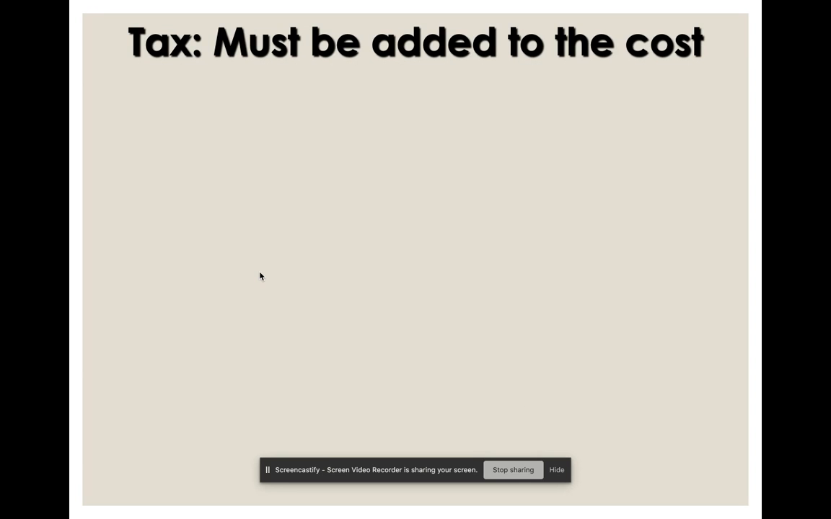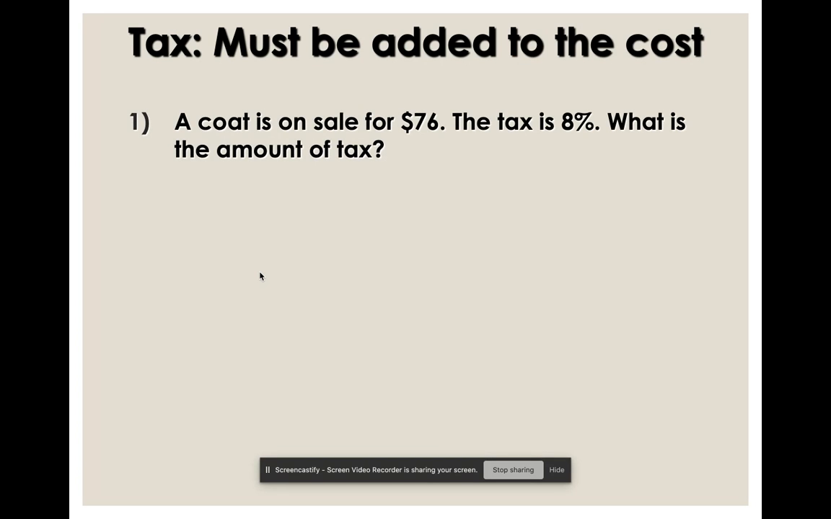Tax. When we're dealing with tax is different from discount. Tax is going to be added to the cost. So if you have a coat that is on sale for $76 and the tax is 8%, what is the amount of tax? I love percent proportion because you can use it for discount, you can use it for tax, you can use it for tip, you can use it for commission.